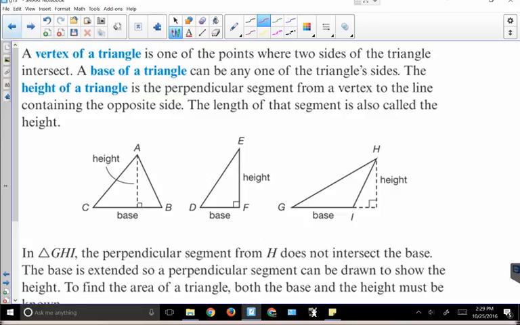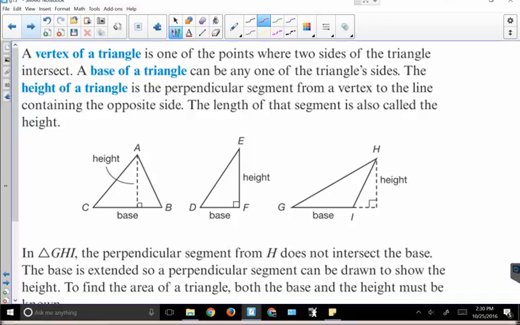Now, did I skip something? Oh. So these things you know, right? The vertex of a triangle is where two sides meet. In other words, the pointy part. The base of a triangle is what it sits on, right? Now, can I turn a triangle any way that I want and call that side the base?